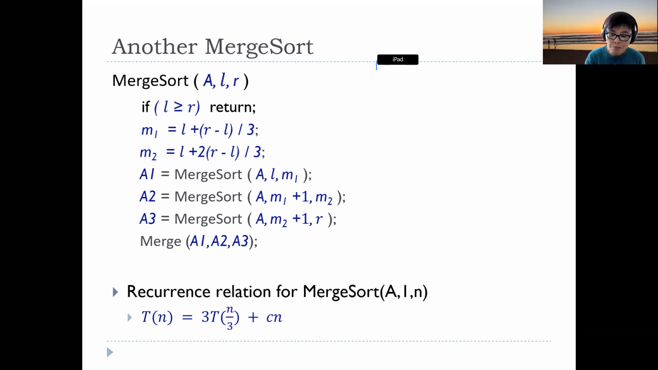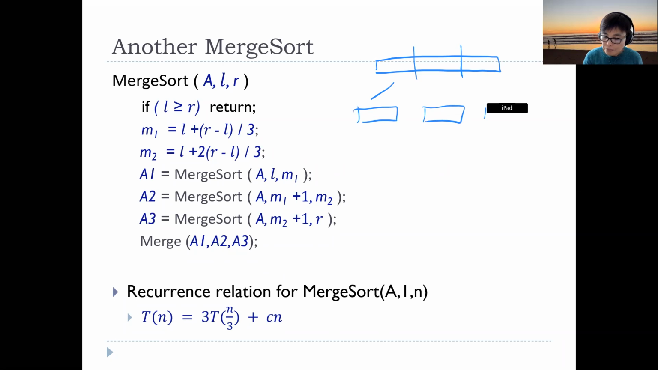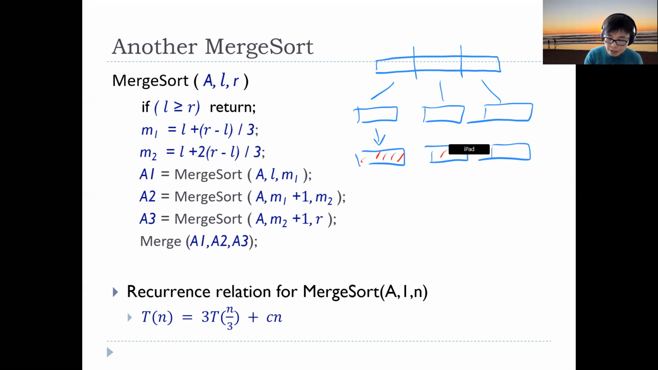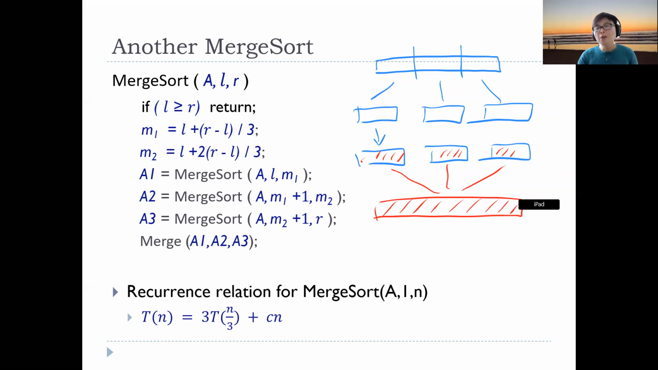So you're given the input array. First I cut it into three pieces, and then I sort each of them individually. After sorting, let's say they change color. They become sorted. And then I merge these three into a single sorted array. So why can't we do this? I call this a three-way merge sort, and the pseudocode is given here.